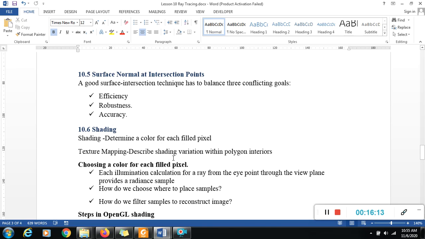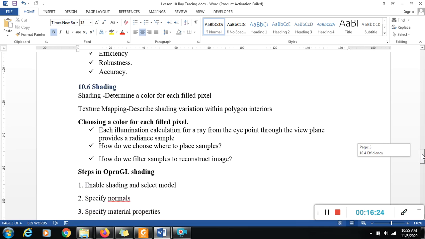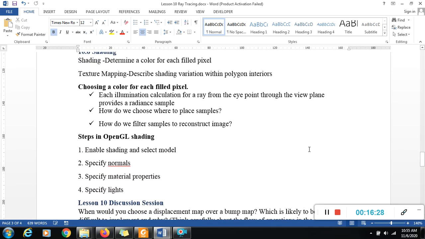Texture mapping describes shading variation within polygon interiors, and that we have covered in texture mapping. And we found that the easiest way for texture mapping is actually through sampling, where you take an image that is digital, map whatever is in that image to the graphic that you have, through of course sampling that image and creating the necessary texel array for implementation into the new graphic.